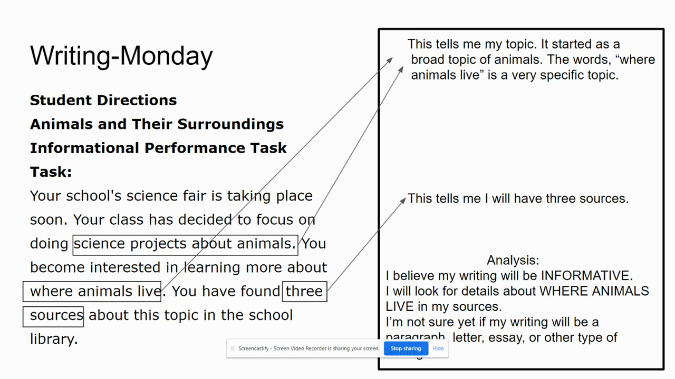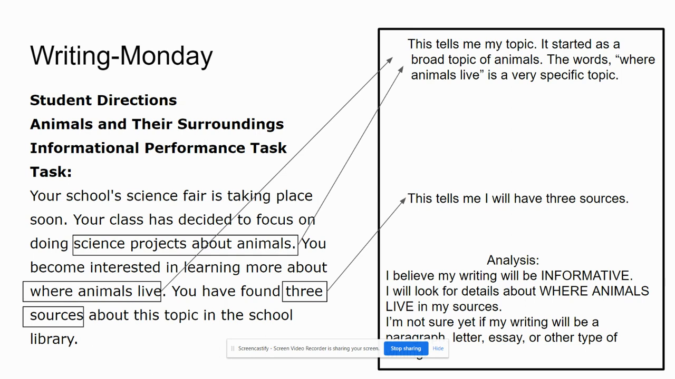Then I boxed in the words 3 sources. This tells me that I will have 3 sources. A source could be an article, something you would read, or a source could be a video that you watch. A source could be a graphic or a text feature as well.